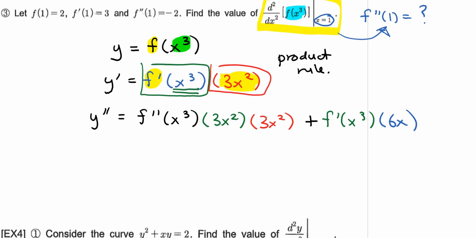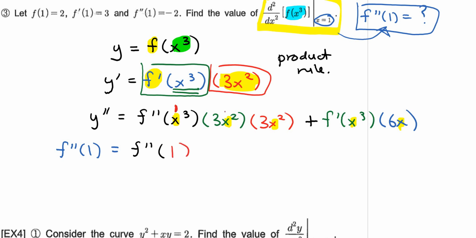And remember, the question was, what is f double prime of 1? So anytime you see an x now, these x's will change to a value of 1. So this will be f double prime of, well, 1 cubed. Sorry, 1 cubed is just 1. And 3 times 1 squared is going to be 3. And 3 times 1 squared is also going to be 3. Plus, if I plug a 1 here, that will be f prime of 1 times 6 times 1, which is just 6.